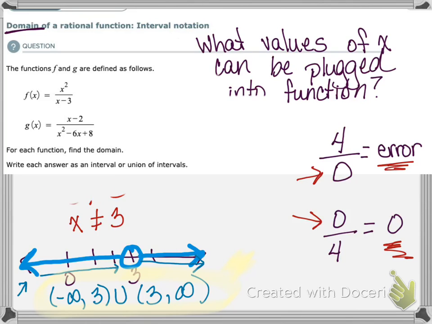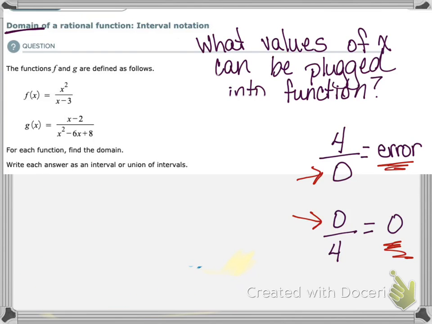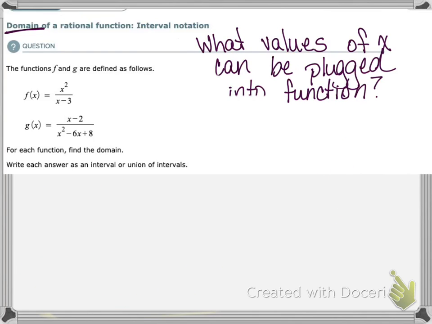Okay, so our second one that we're looking at, we're still looking at what values of x can be plugged into my function. And this time my function is g of x equals x minus 2 over x squared minus 6x plus 8. We are only focused on the denominator. The numerator doesn't matter. If I get 0 in the numerator, then my answer is just 0.